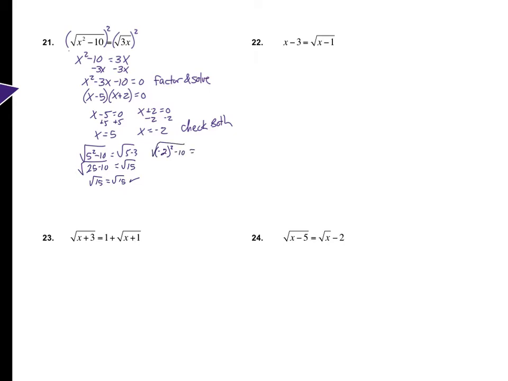Negative 2 squared is 4. 4 minus 10 is negative 6. On the other side, we get the square root of negative 6, so now we have negatives underneath the radical, so those are imaginary solutions. So our answer is just going to be x equals 5.